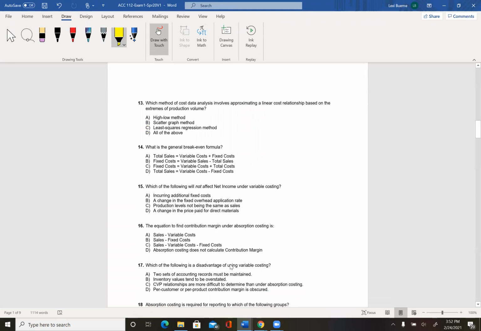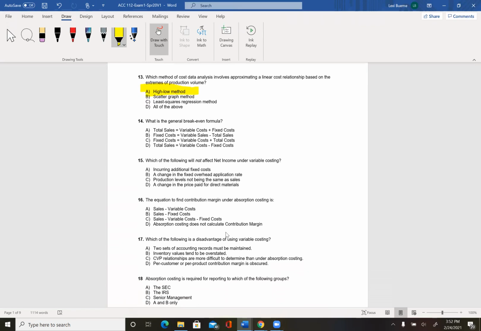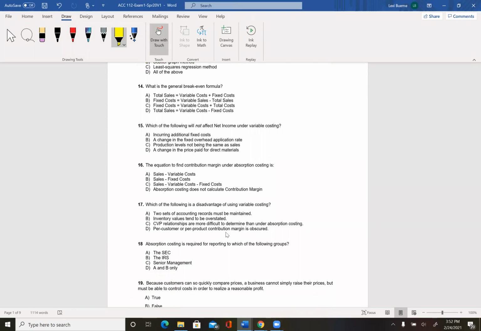For 13, which method of cost data analysis involves approximating a linear cost relationship based on extremes of production volume? This one is not going to be on the exam because you didn't learn this yet, but it's the high-low method. But don't worry about that. It's not going to be tested. This one also won't be tested because you didn't learn break-even as well, but the answer is A.